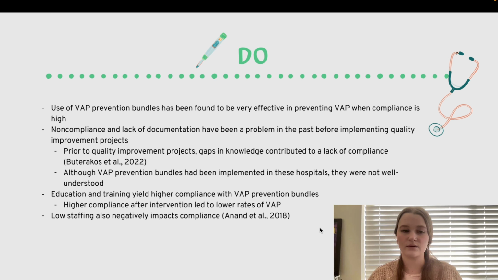So the use of VAP prevention bundles has been found to be very effective in preventing VAP when compliance is high. But what are some barriers to compliance? Non-compliance and lack of documentation have been a problem in the past before implementing quality improvement projects. Prior to quality improvement projects, gaps in knowledge contributed to a lack of compliance.